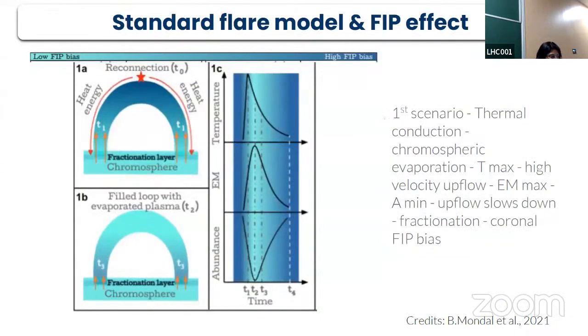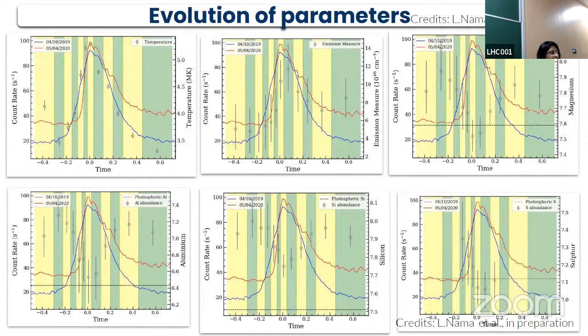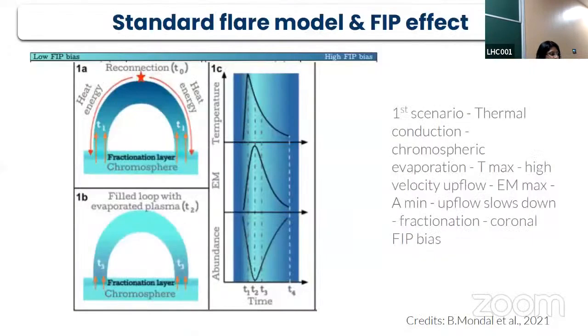Biswajit Mandal et al. 2021 have given 2 scenarios to explain what is happening in the B class of flares. Since we see a similar variation of abundances in A class flares also, we can use the same models to predict what is happening in A class flares also.